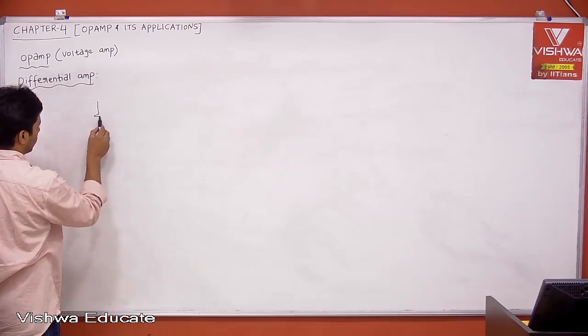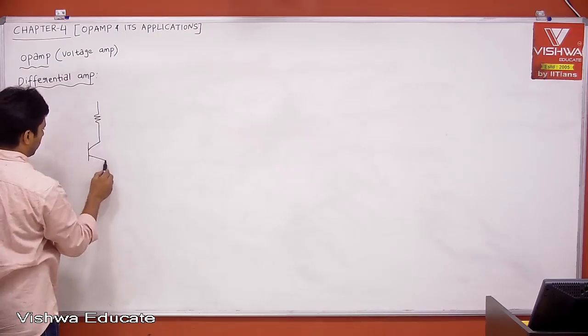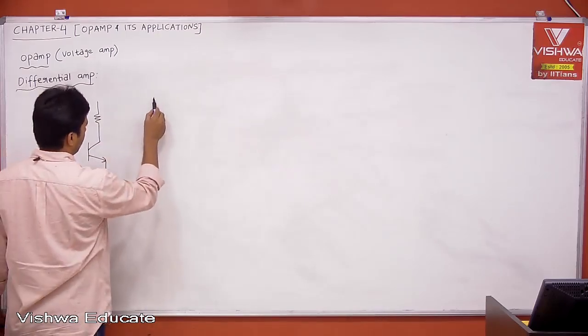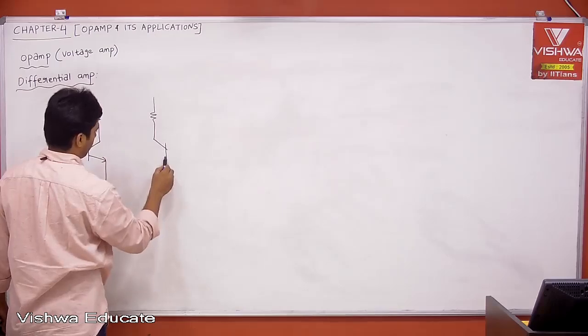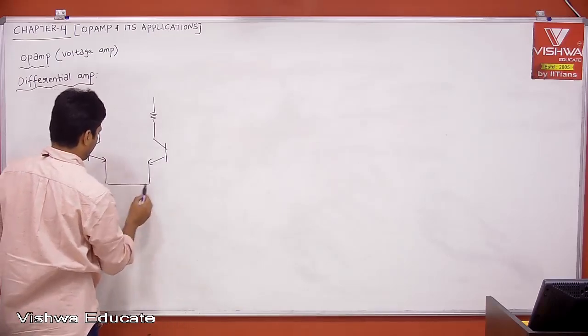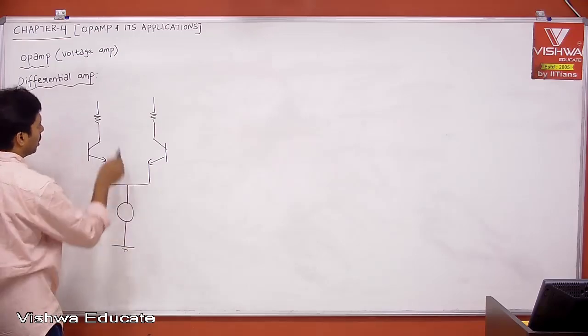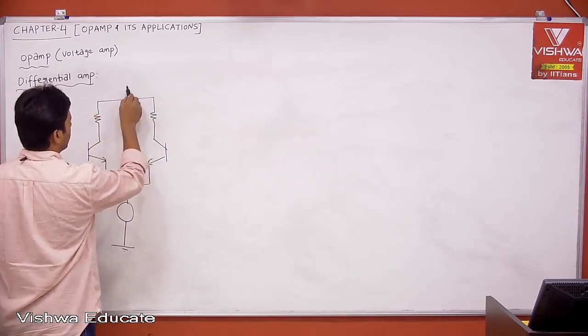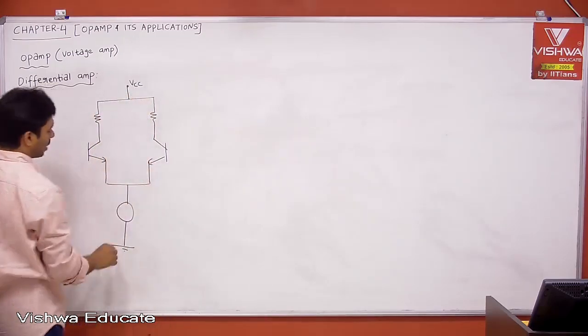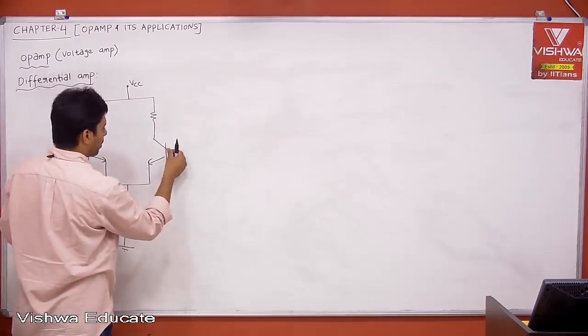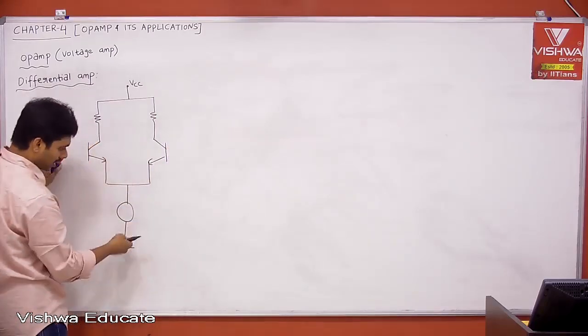Circuit is actually minus VEE and plus VCC. Okay, that part we can do later, but now I'm explaining why we don't need CE. Now we don't need CE because of this.